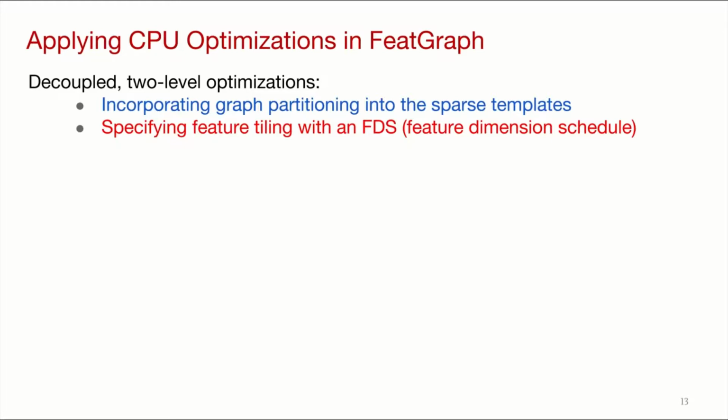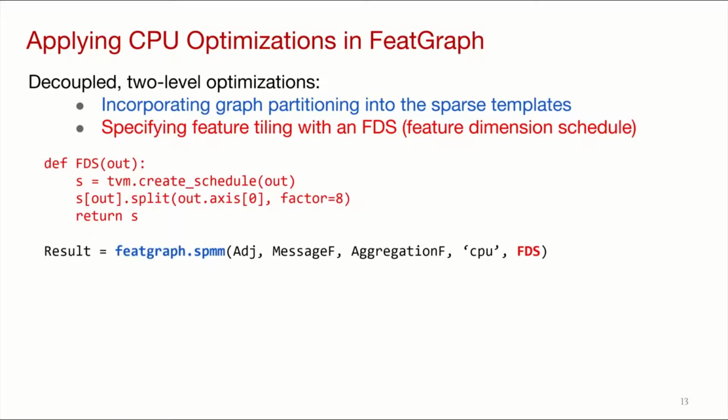Now let's look at how FeatGraph applies the mentioned optimization techniques. We call it decoupled two-level optimizations. Specifically, FeatGraph incorporates graph partitioning into the sparse template, and it allows the user to specify feature dimension tiling with an FDS, feature dimension schedule. As shown in the code, the FDS splits the feature dimension by a factor of 8. The split factor is tunable.